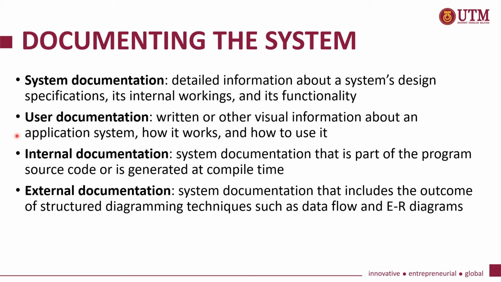The second category relates to user documentation, which consists of instructions and information to users who will interact with the system. The user documentation includes user manuals, help screens, and tutorials. And the user documentation is written information about an information system, how it works, and how to use it.